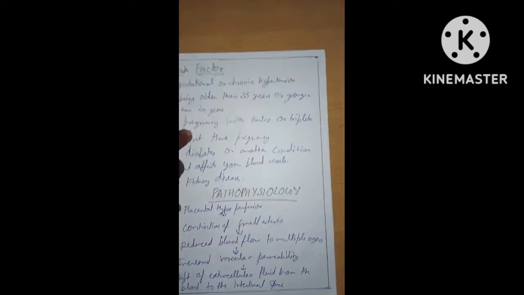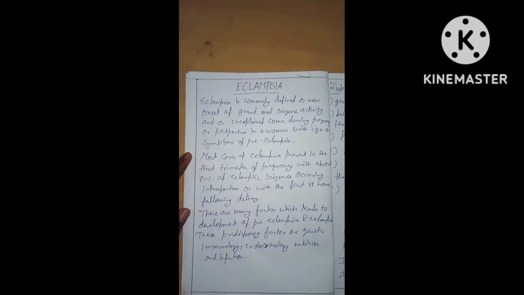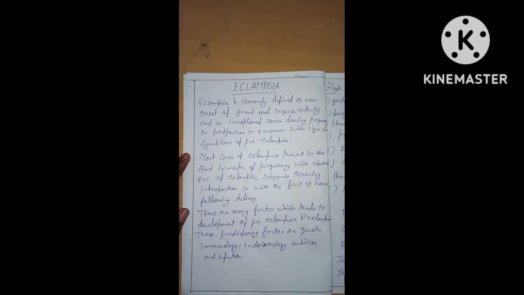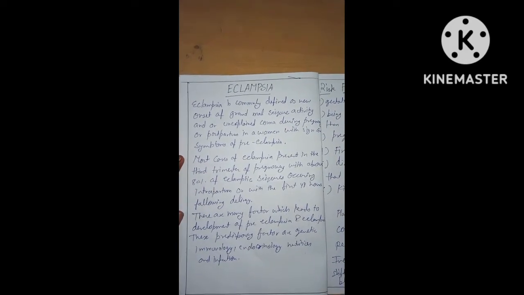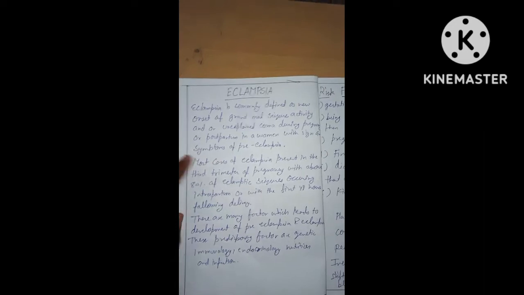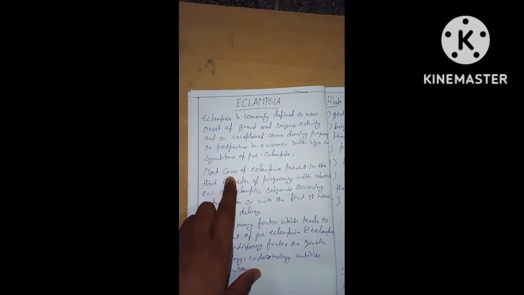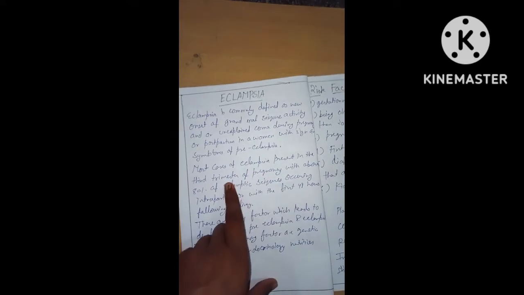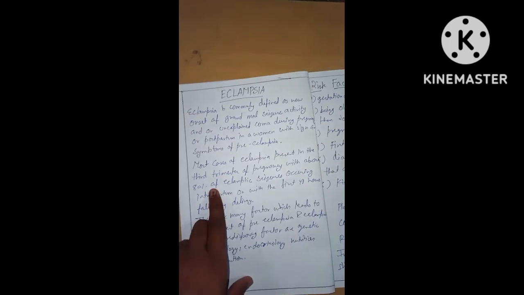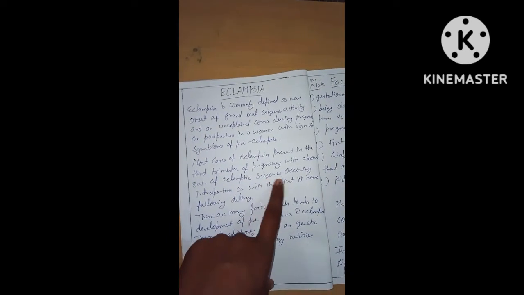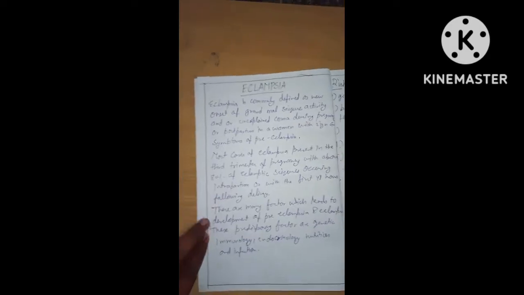Then comes the introduction of eclampsia. Eclampsia is commonly defined as new onset of grand mal seizure activity or unexplained coma during pregnancy or postpartum in women with signs and symptoms of preeclampsia. Most cases of eclampsia present in the third trimester of pregnancy, with about 80% of eclamptic seizures occurring intrapartum or within the first 48 hours following delivery.